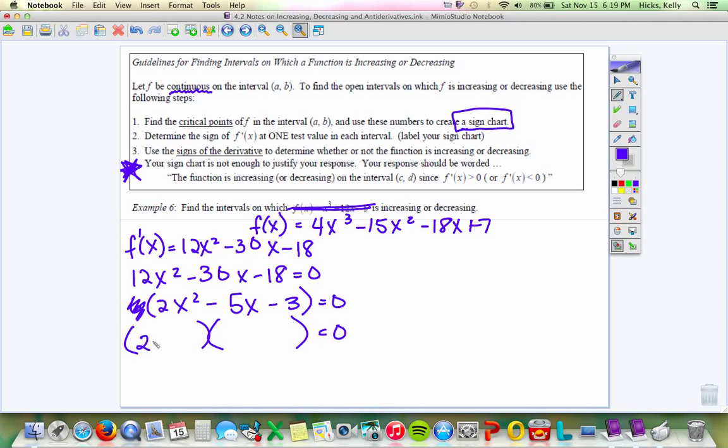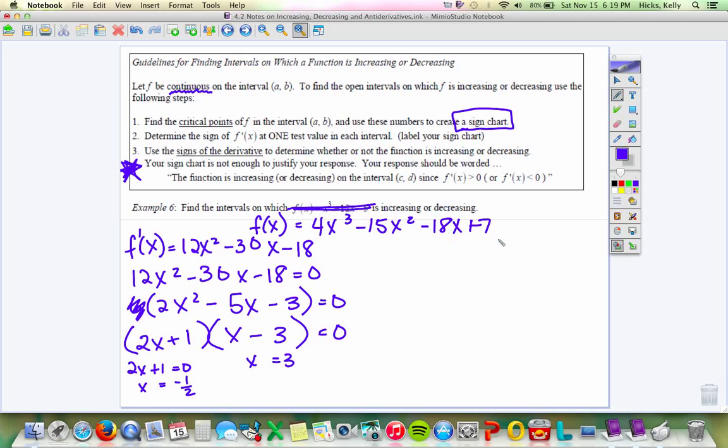Now let's factor this. All right, so we've got 2x, x, and I think we're going to have a 3 and a 1, and that one's going to be negative, and that one's going to be positive. Does that work? 2 times 3 is negative 6. Yeah, that works. Okay, and so let's finish and get our points here. So we get 2x plus 1 equals 0, so x equals negative 1/2. And then over here we get x equals 3.